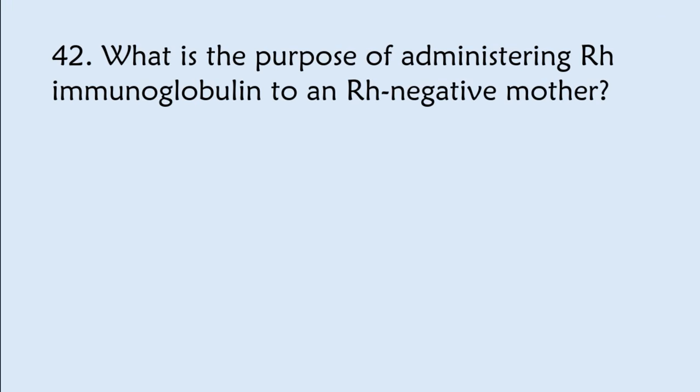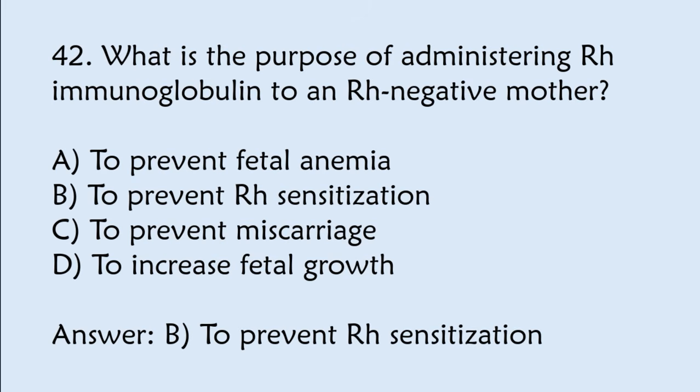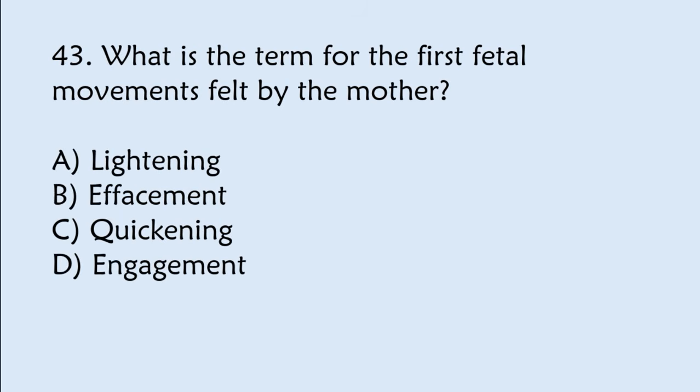What is the purpose of administering Rh immunoglobulin to an Rh negative mother? To prevent fetal anemia, to prevent Rh sensitization, to prevent miscarriage, to increase fetal growth. Correct answer is option B, to prevent Rh sensitization. What is the term for the first fetal movement felt by the mother? Lightening, effacement, quickening, engagement. Correct answer is option C, quickening.